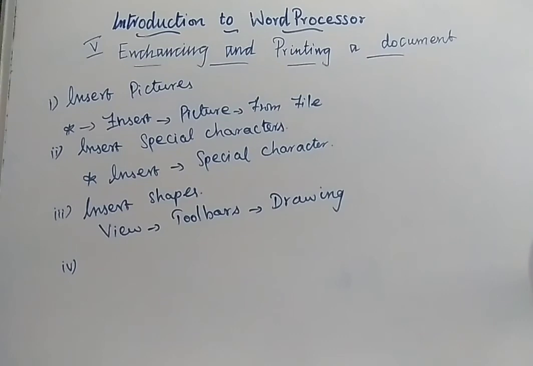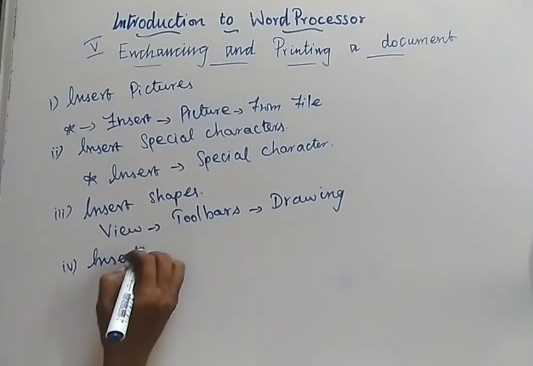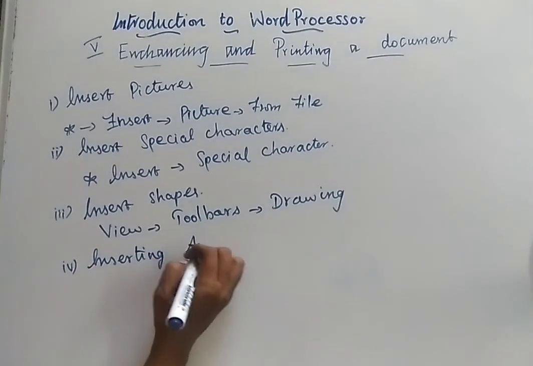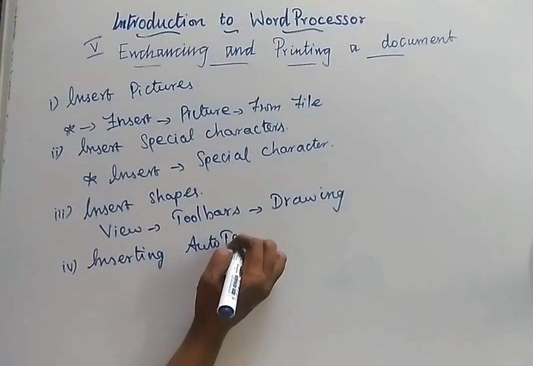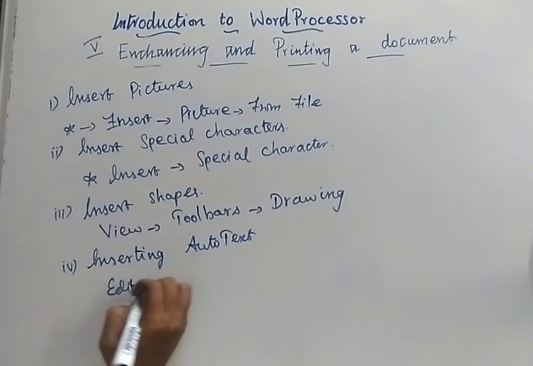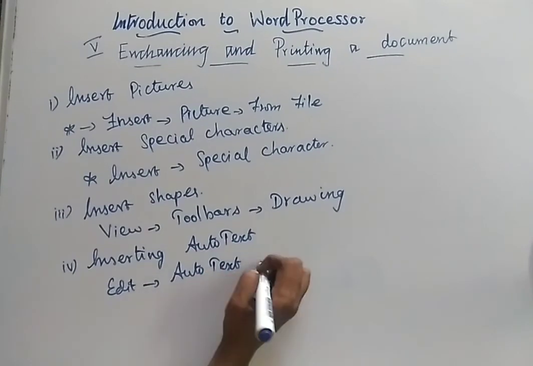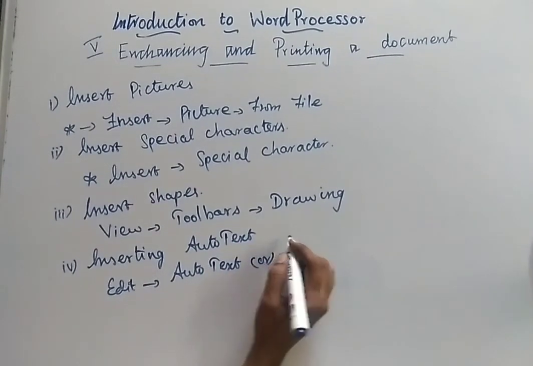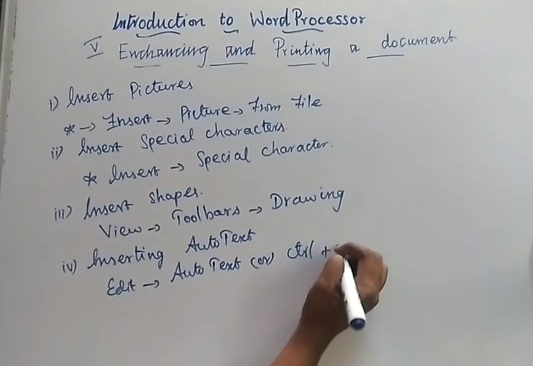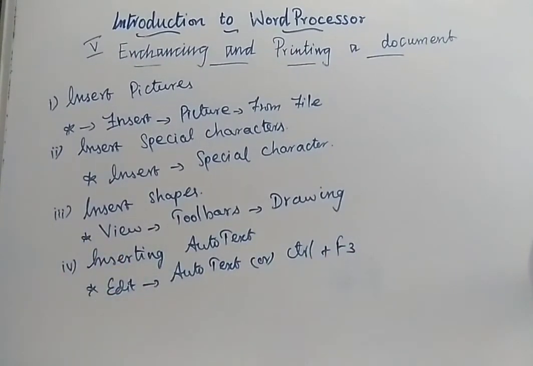And the next we finished is how to insert auto text. Here, what you have to do? You have to go to Edit, Auto Text, or you can use Ctrl+F3. So the dialog box will be displayed for you and you have to follow the procedure that is already given to you. So, clear with this one?